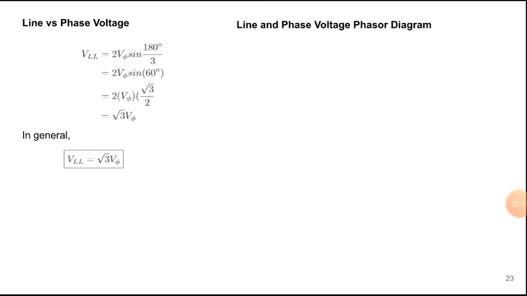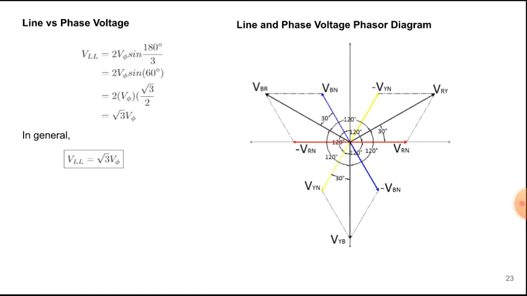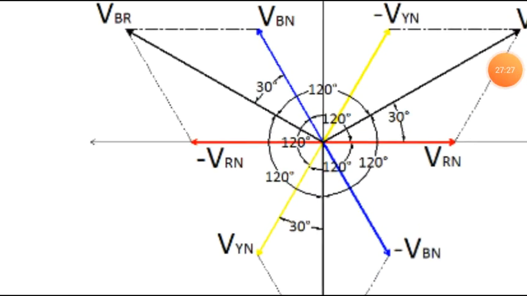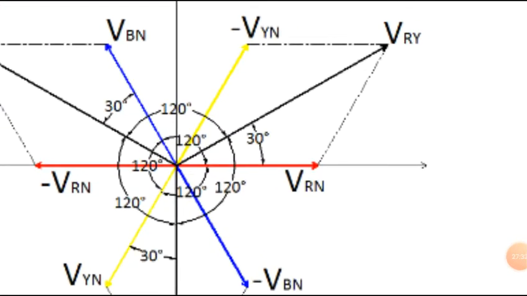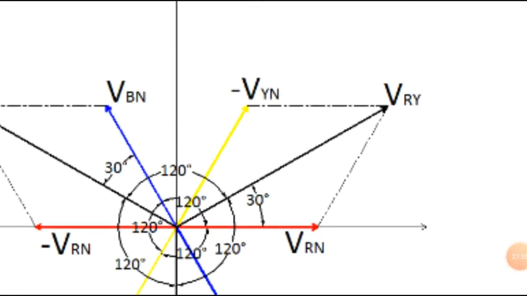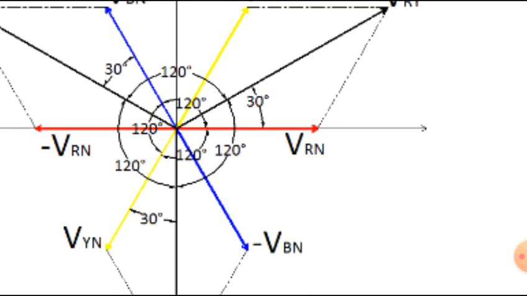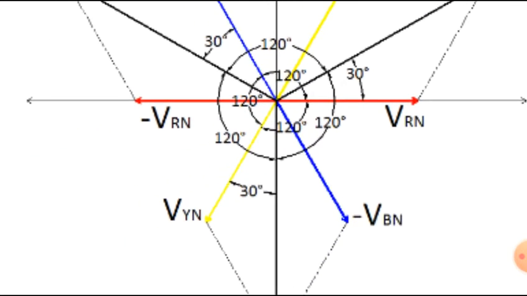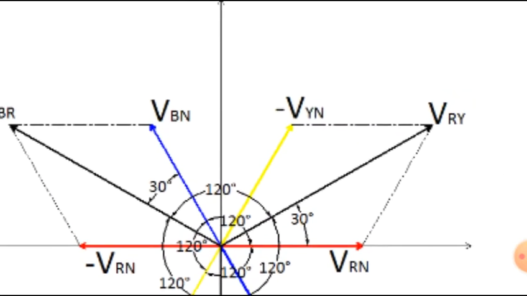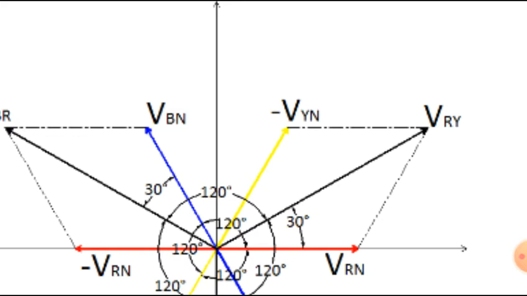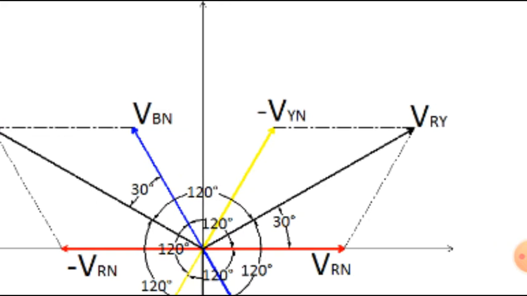How about the phasor diagram? If we look at the phasor diagram of the line and the phase voltage, this will be our phasor diagram. Our reference is VRN, so obviously its phase angle should be equal to 0. This is VRN, and we know that VRY is equal to VRN minus VYN. So this is minus VYN, where this is positive VYN here, the yellow one. If you want to take the negative, you just put it in the opposite direction. They have the same magnitude but opposite direction. If we add them, the result will be VRY.